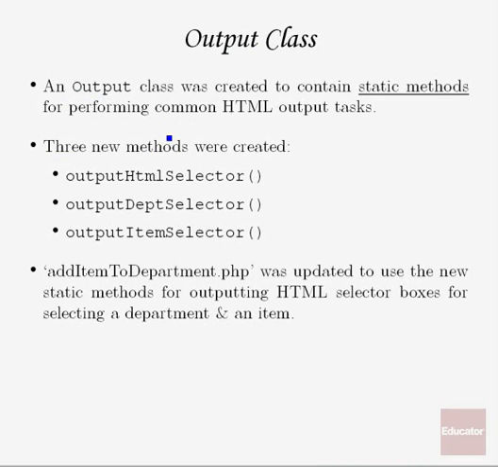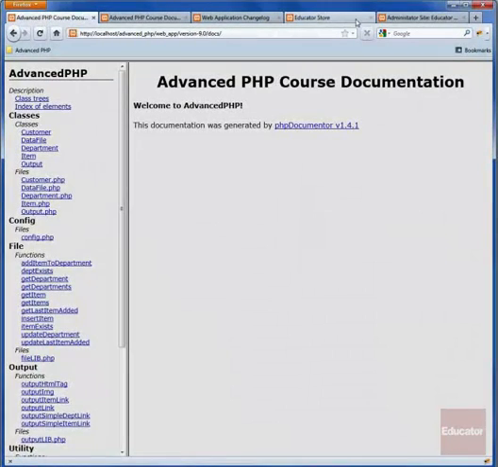So first off, we have the output class that we've created, and it contains a couple of static methods for performing some common HTML output tasks. For example, a drop-down menu is a common HTML output. What we're going to be doing in this version is selecting an item from the database, maybe on an admin page. And actually, I'll just go to the page that we're going to show you.